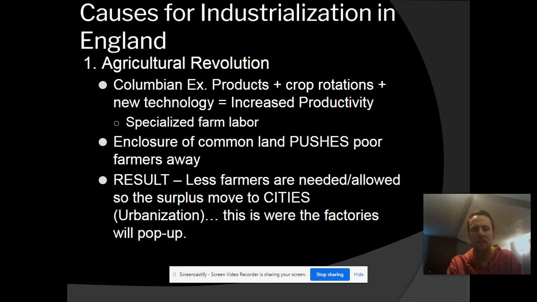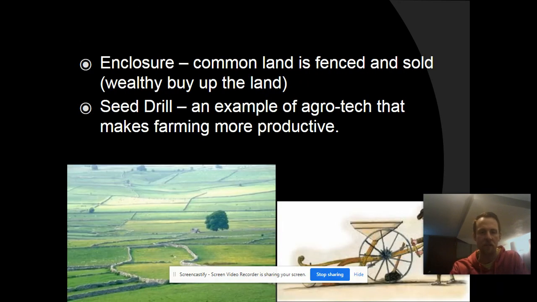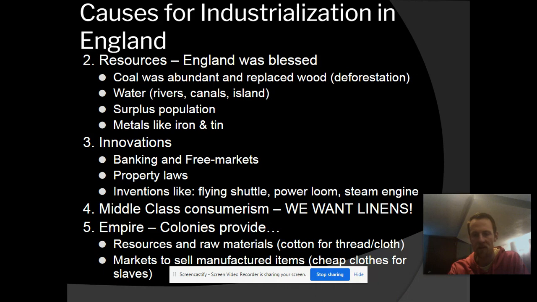Okay, and so that means that now we can have centralized areas of urbanization and factories. And so here are just some images that go over what the enclosure movement looked like. Here's a seed drill that shows how efficient they were getting at farming.